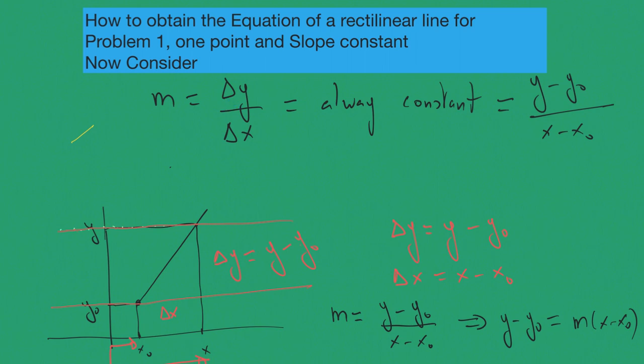So delta y will be y final minus y initial. Delta x will be x final minus x initial. This x final is the corresponding x for this y. So the x final and the y final. So m will be y minus y0 divided by x minus x0. Solving for y, we obtain y minus y0 equals m multiplied by x minus x0.